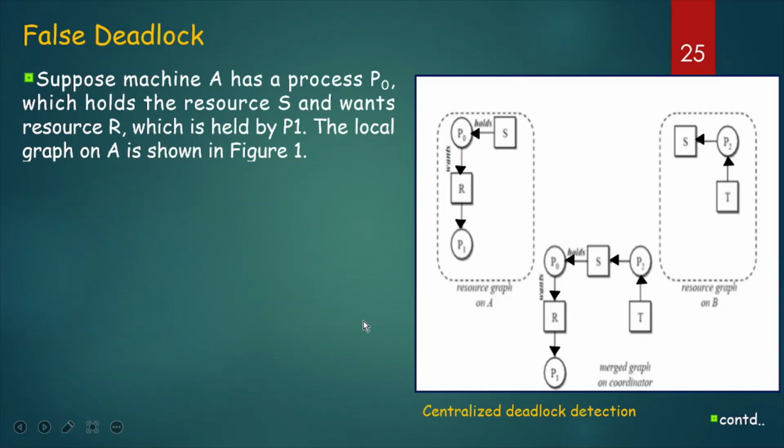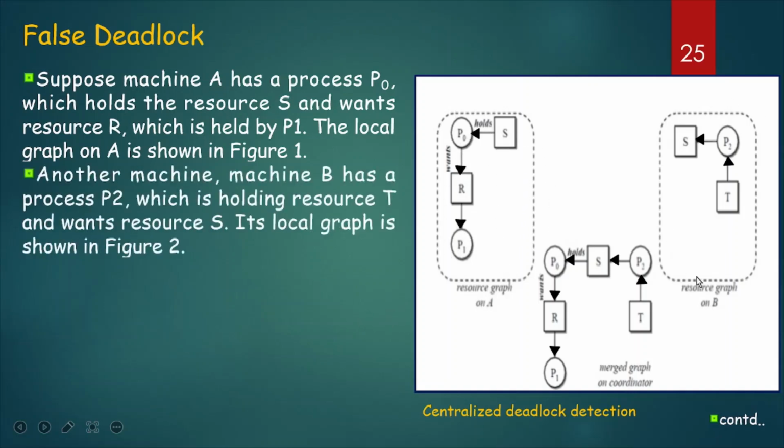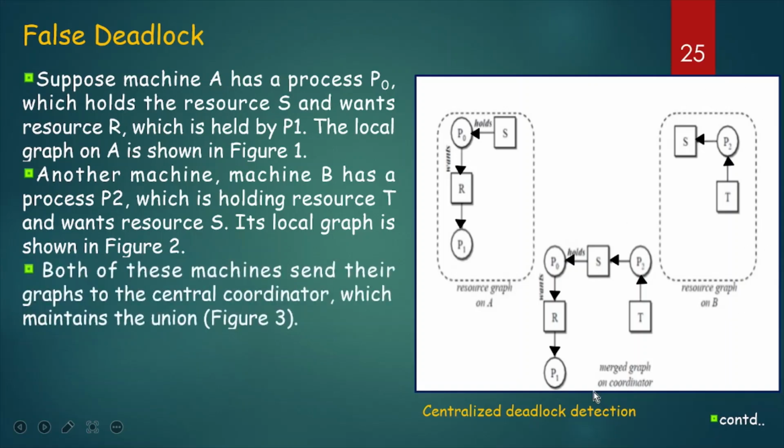Now, another machine is B. Here, process P2 is holding resource T and wants resource S. So, the local wait for graph for machine B is this. Now, both of these machines send their graphs to the central coordinator, to the central site DDC. Now, here the central coordinator maintains the union. So, the merged graph is this.